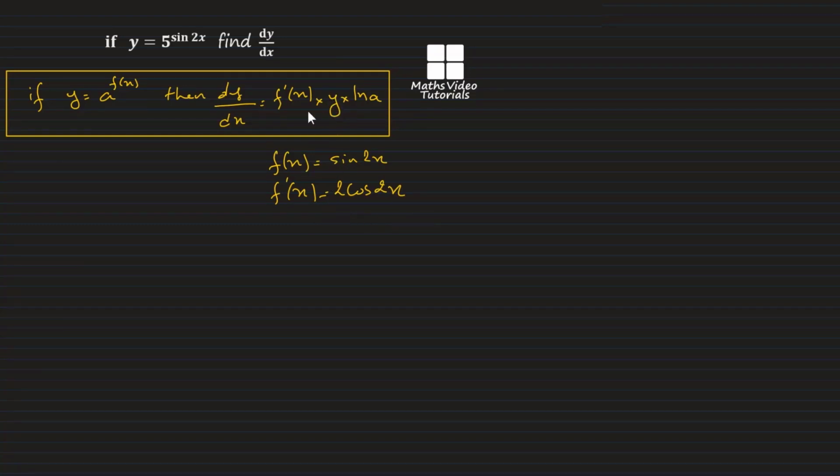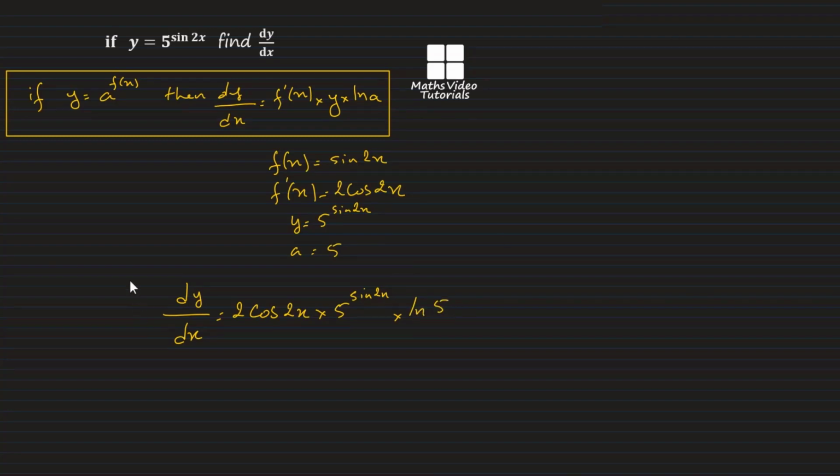We got the y, which is, let's write it down here. Our y is 5 to the power of sine 2x. And our base a is 5. So let's put all this together to come up with the expression for dy by dx. It's going to be the derivative, 2 cos 2x times y, which is 5 to the power sine 2x, and times it by natural log of 5.